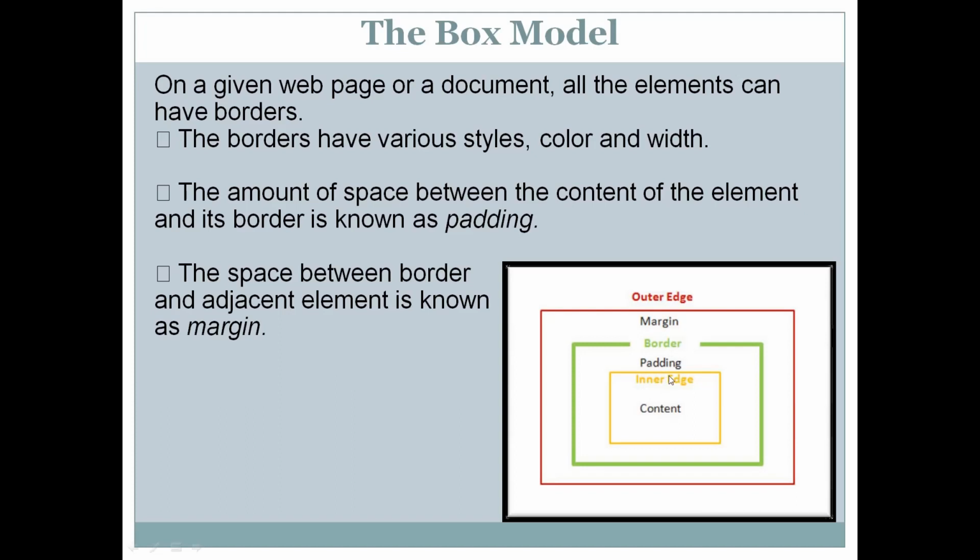Whereas the space between the border and the outer edge, or you can say the other elements which are there in the document, is called margin. So the space between the border and the adjacent element is known as margin. If you have any adjacent element around the element, the space between the border of an element and the outer edge of the other element is called a margin.